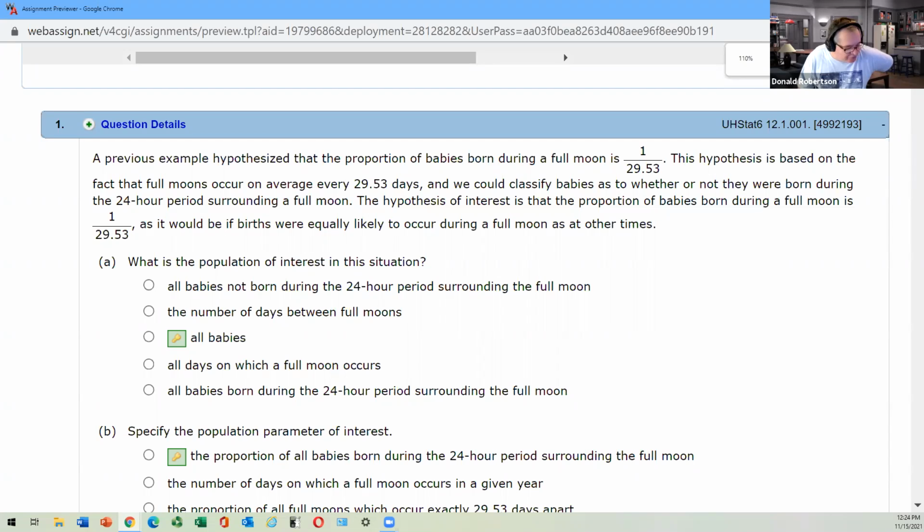Okay, I'm lost here, which is pretty much me normally. Here we are. Are we now looking at question 1? Okay. A previous example. I don't know why that's a previous example because we haven't done it.